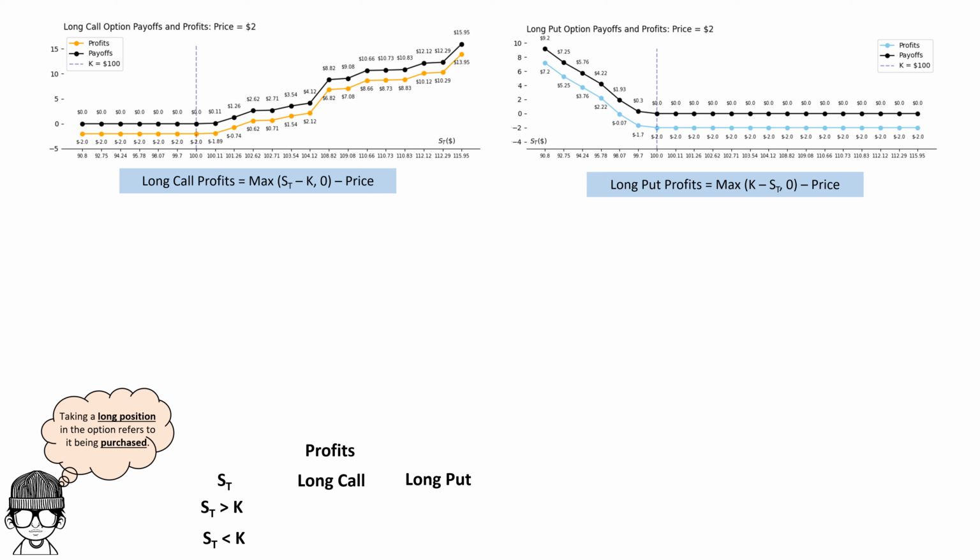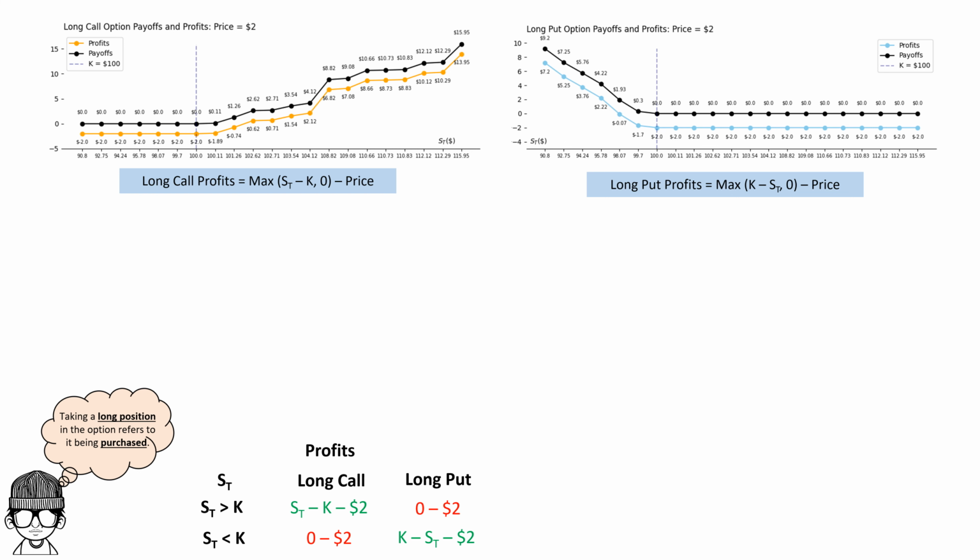So let's consider two scenarios for both the long call and long put options. When ST is greater than K, the profits earned by going long in a call equal ST minus K minus $2. That's when the holder exercises the option. And for a long put, the profits equal 0 minus $2 because the holder has not exercised the option. Now, when ST is less than K, the profits of a long call equal 0 minus $2 because the option has not been exercised. And the profits of a long put option equal K minus ST minus $2 since the option has been exercised.